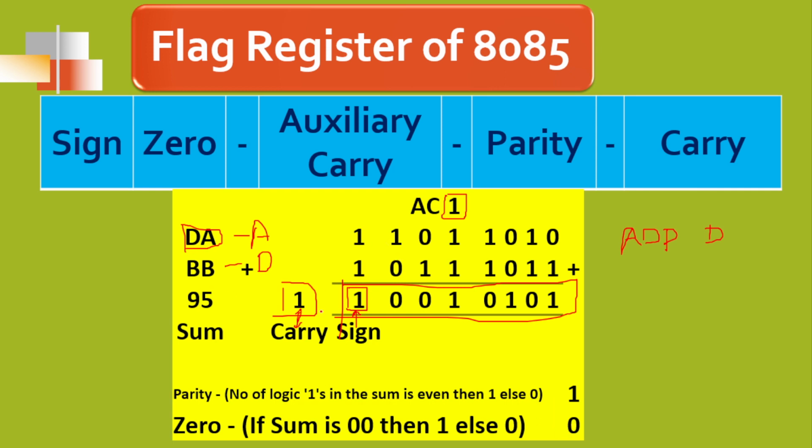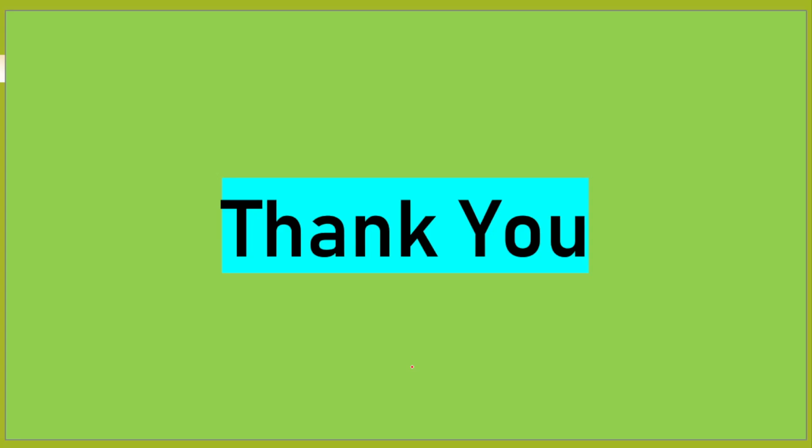So here carry is 1, sign is 1, auxiliary carry 1, parity 1, zero is 0 because we have some answer in this. Likewise we can take any other input and find out the flags. So that's all about the architecture of 8085 and the flag register.